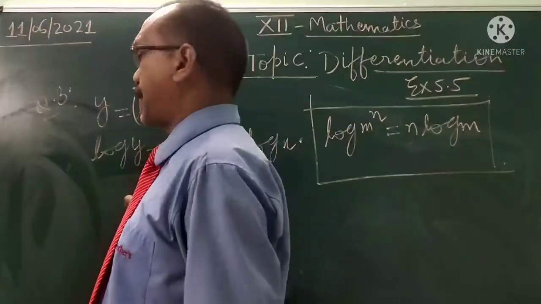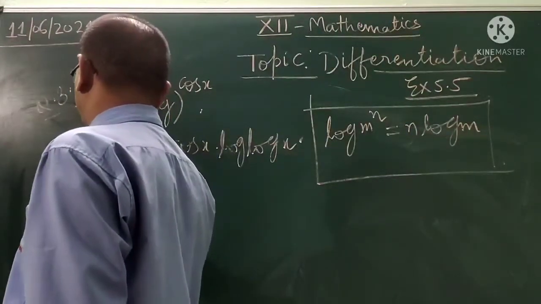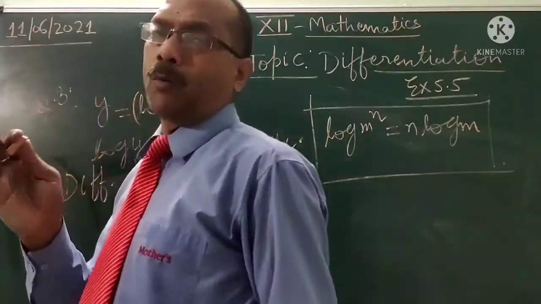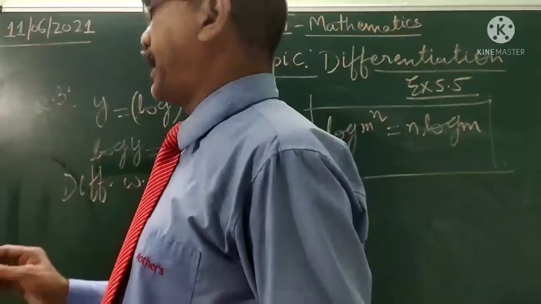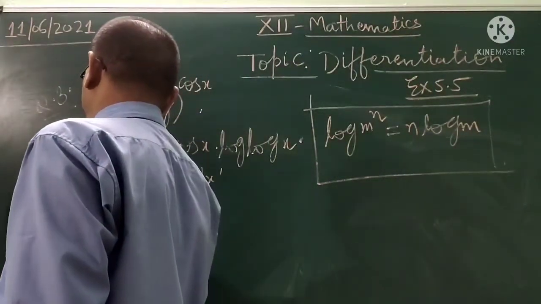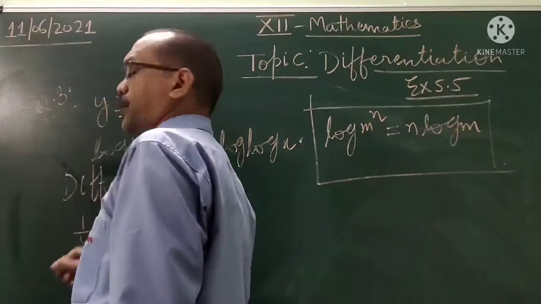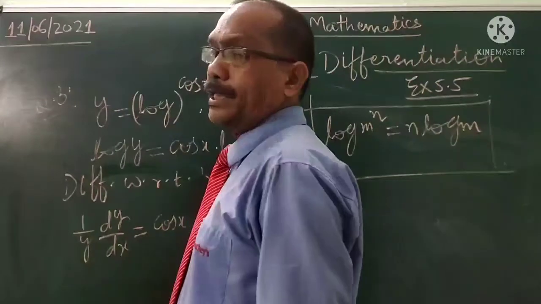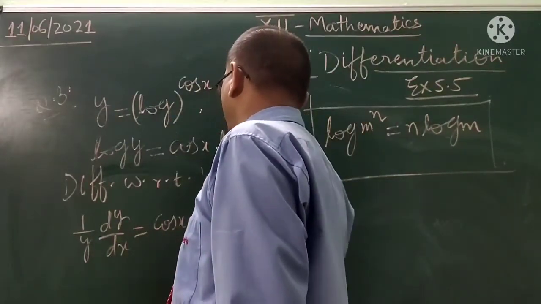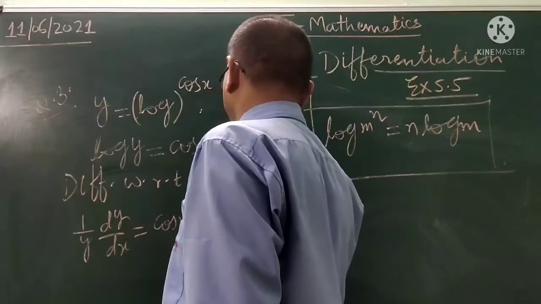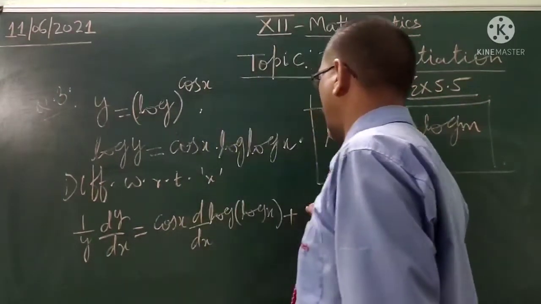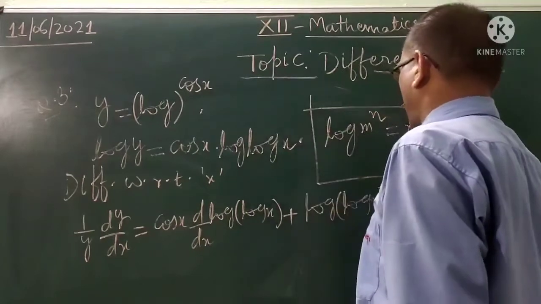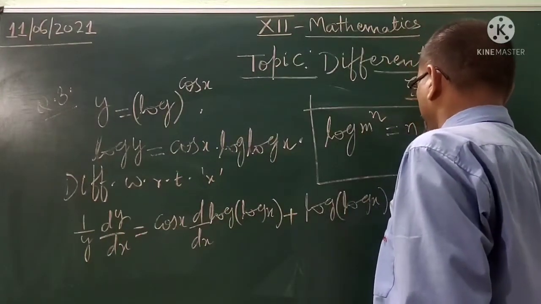Now differentiate with respect to x. Derivative of log y is 1 upon y into dy over dx. So it is 1 upon y dy over dx is equal to, now we will apply the product rule here. So cos x as it is, derivative of log of log x, plus log of log x as it is into d over dx of cos x.